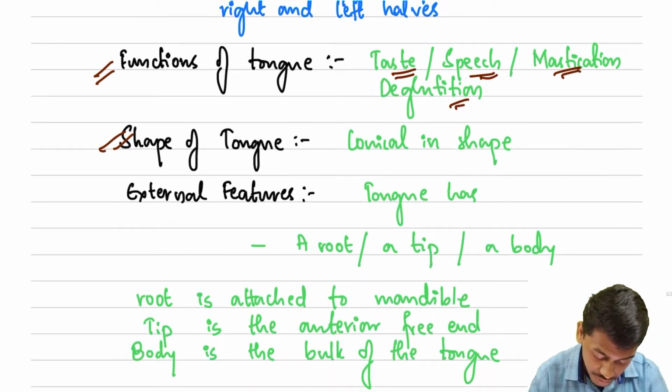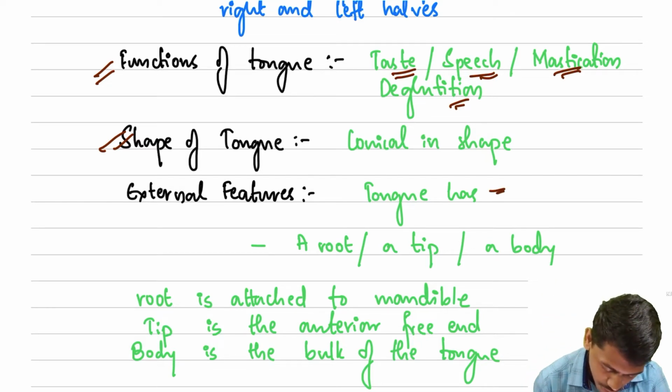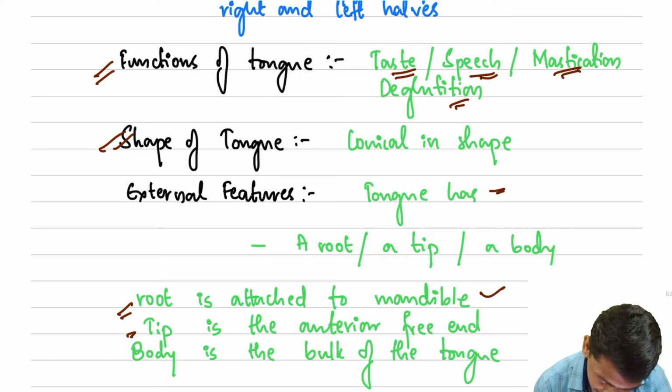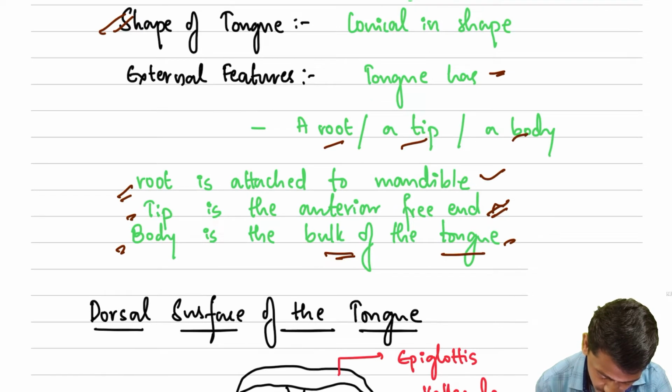So what are the external features of the tongue? As I told you, the tongue has a body, a tip and a root. The root is attached to the mandible. The tip is the free anterior end, which you can see, and the body is the bulk of the tongue. So these are the external features of the tongue.